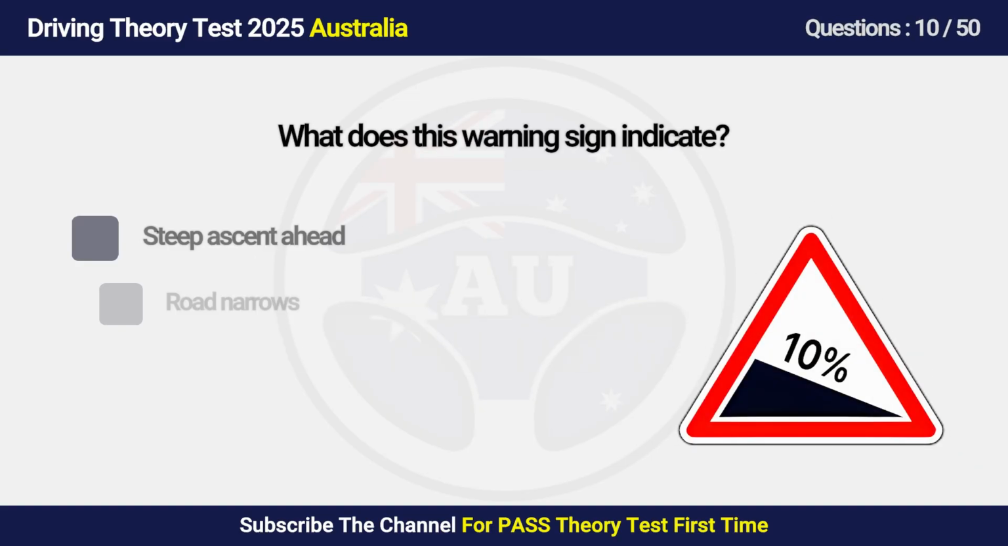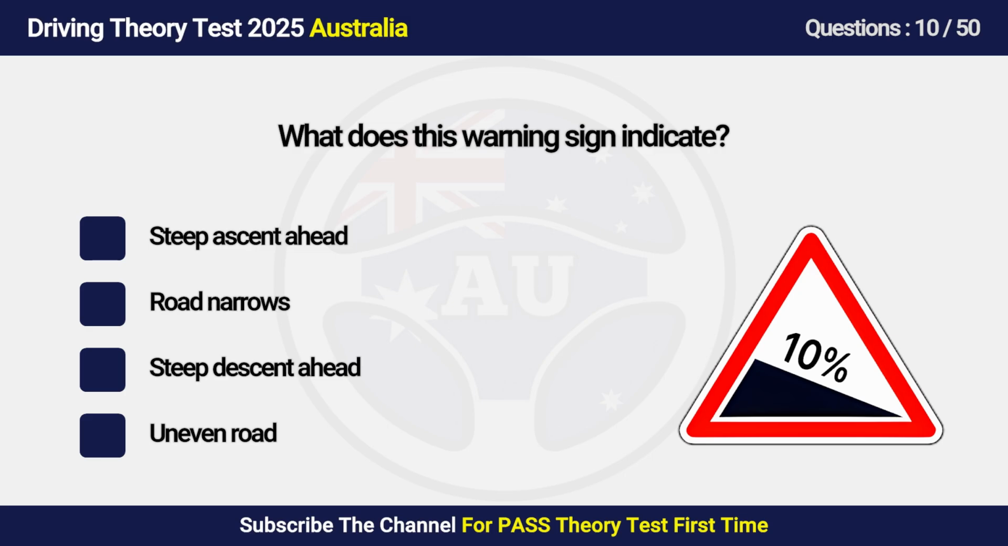Question 10. What does this warning sign indicate? A. Steep ascent ahead. B. Road narrows. C. Steep descent ahead. D. Uneven road.